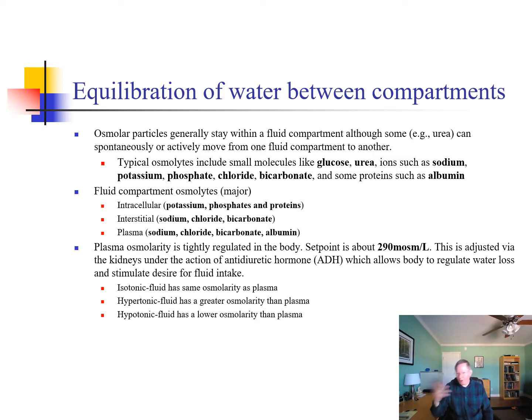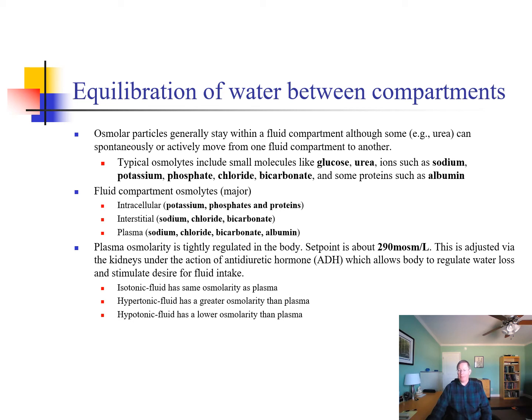So what kinds of particles am I talking about? Well, it depends upon what fluid compartment you're talking about. So if you're talking about things such as the cells, the predominant osmolar particles are potassium, phosphate, and proteins. It doesn't mean that I don't have chloride or bicarbonate. I do. But the predominant concentrations, the ones that are the highest concentration inside the cells that are holding on to the water, inside the cells, potassium, phosphates, and proteins.